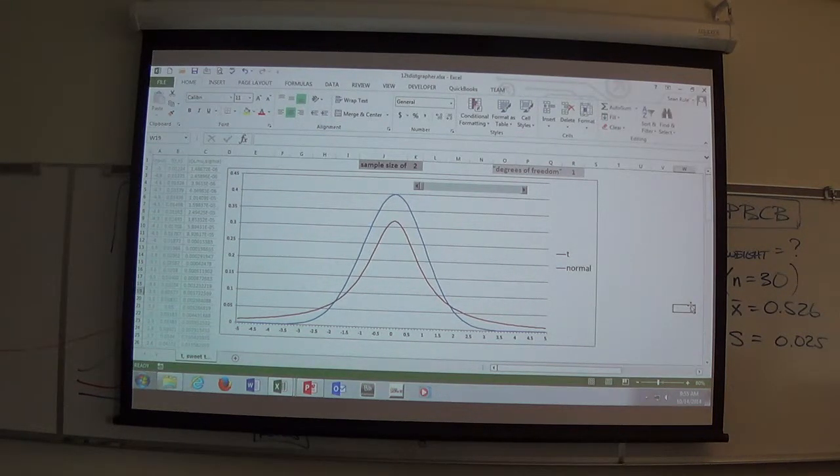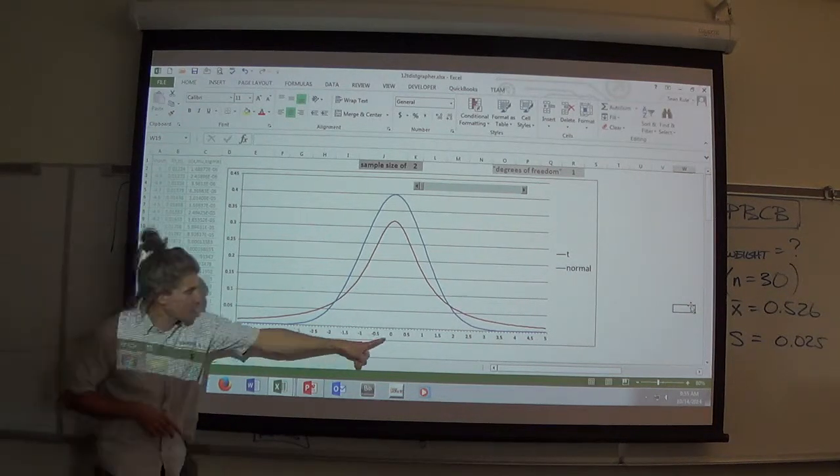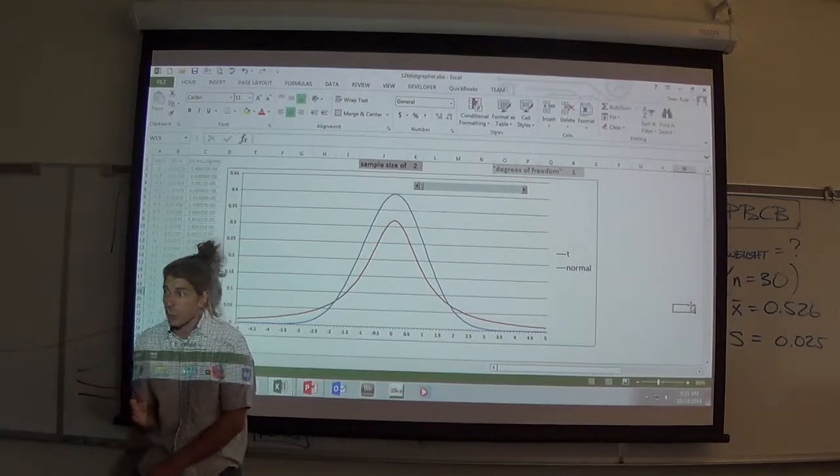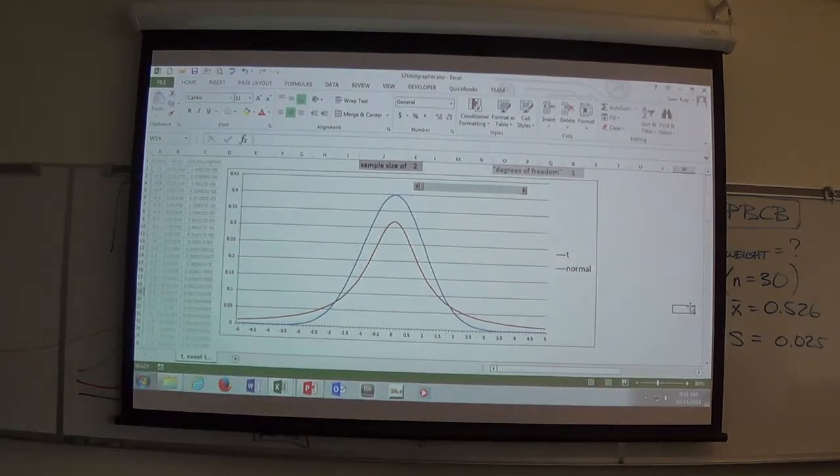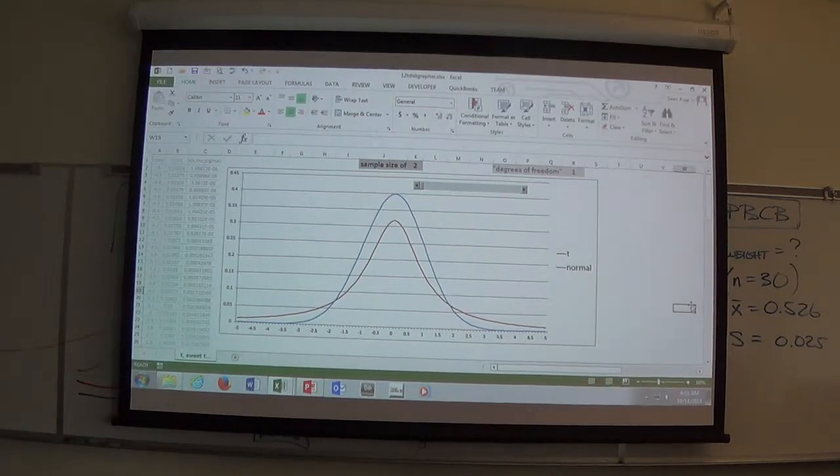How else is it similar? It's bell-shaped and it also has the same average. Thank you, Brent. It's centered on the same value. That was important. They're both centered on 0 because that means we can normalize them to 0. And that's important for consistency. Good. So they're both bell-shaped, both centered on 0.